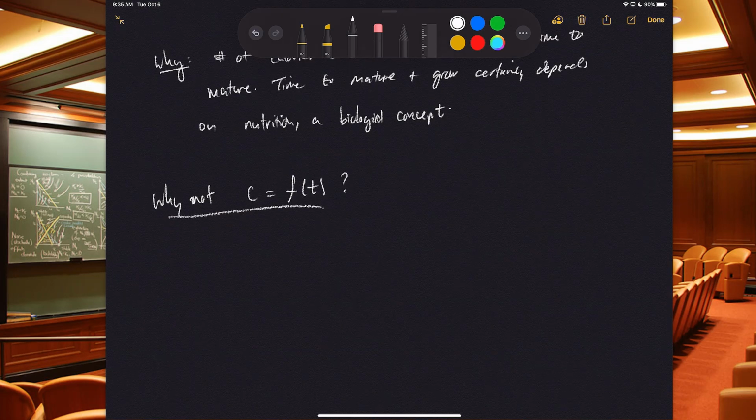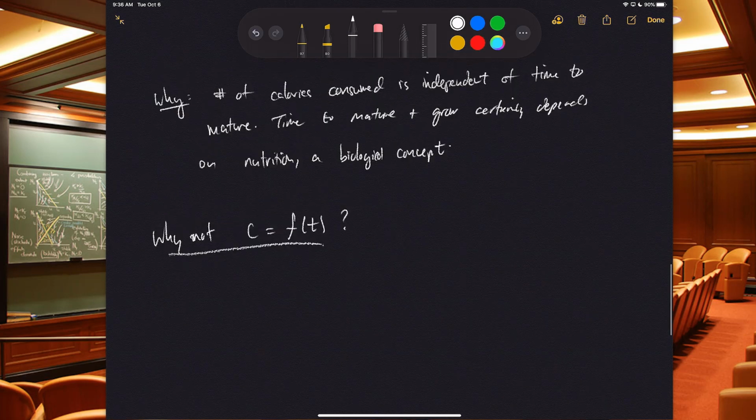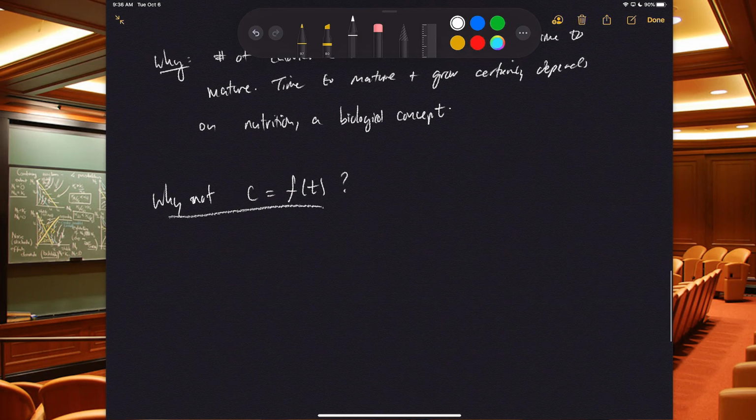Well, let's think about it. Well, the first way I see it is looking at the calories, like we said above. Calories consumed is independent of maturity time. Right? This is something that depends on the environment.